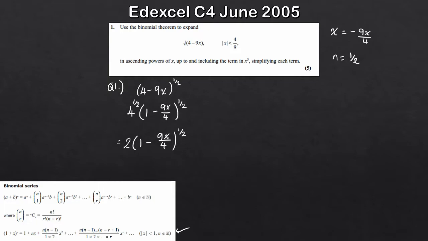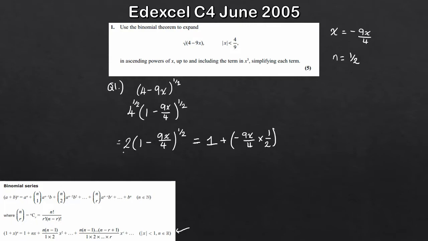So all I do now is use the bottom formula for this part here, my 1 minus 9x over 4 to the power of a half, and then at the very end we just times everything through by the 2. Okay, we times it by the constant on the outside. So if we do that then, well, I'm going to get 1, that's just my first term, plus nx, so n is a half times x, which is minus 9x over 4. So if I put this all in a bracket, this is minus 9x over 4 times a half. So that's just nx.